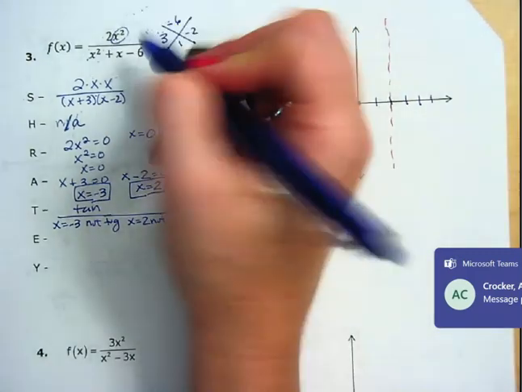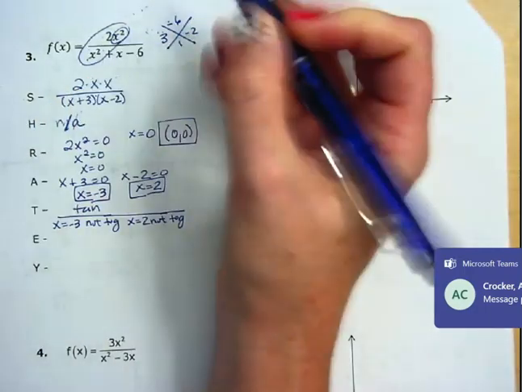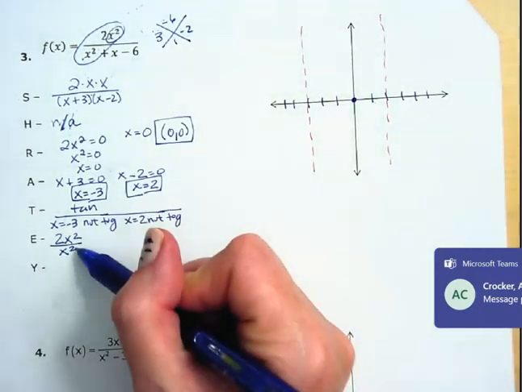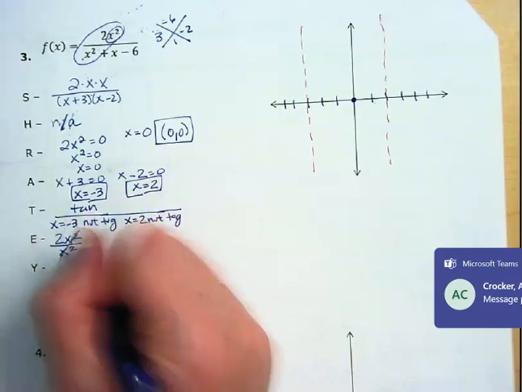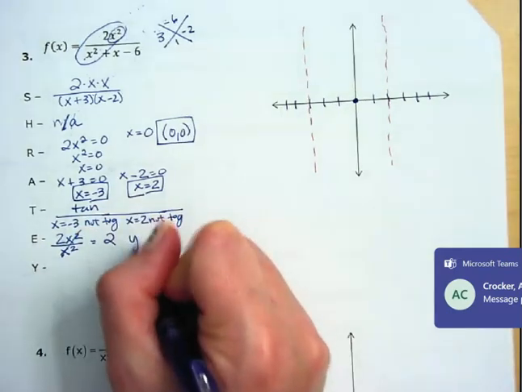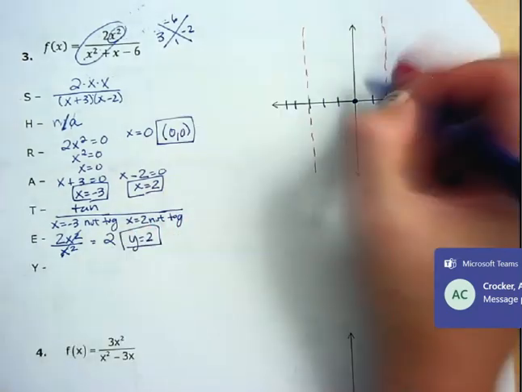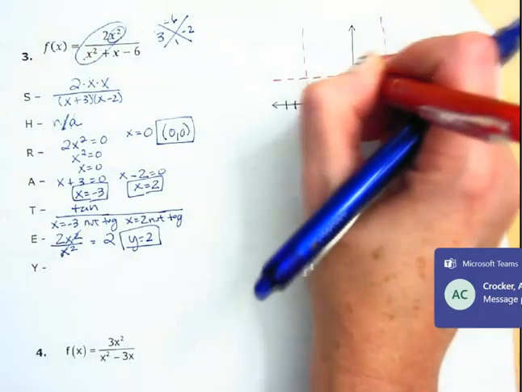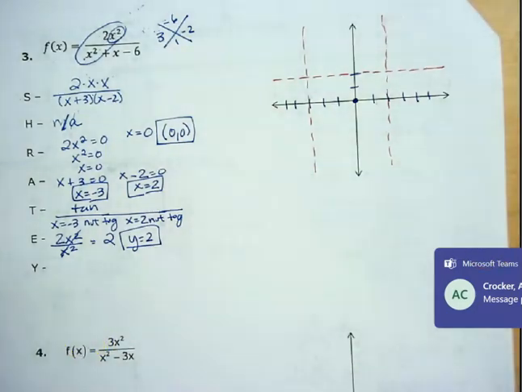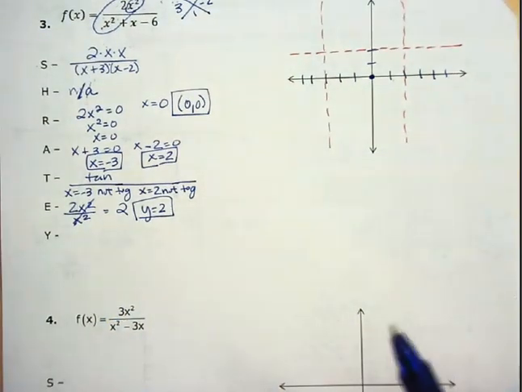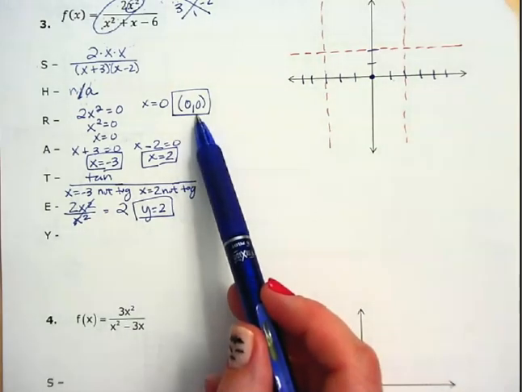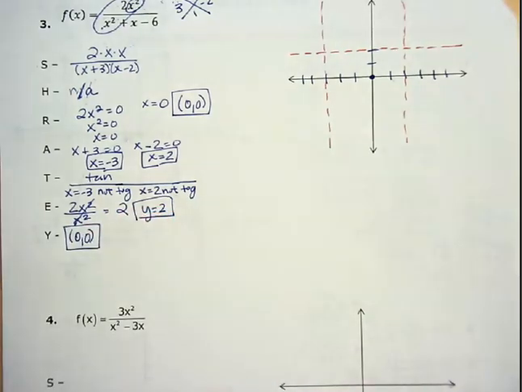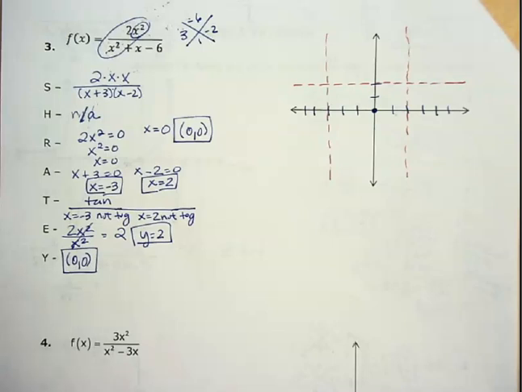For end behavior, we're looking at the standard form. We're comparing the lead terms, 2x squared over x squared. This is a balanced situation because the exponents match. So we simplify it to its number, and that is the value of my horizontal asymptote. Okay, and then for the y-intercept, since our root was 0, 0, we know our y-intercept is also going to be 0, 0.